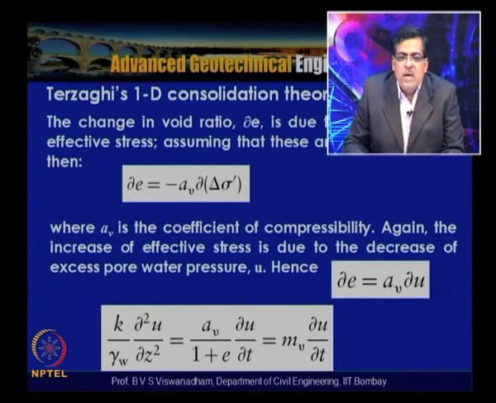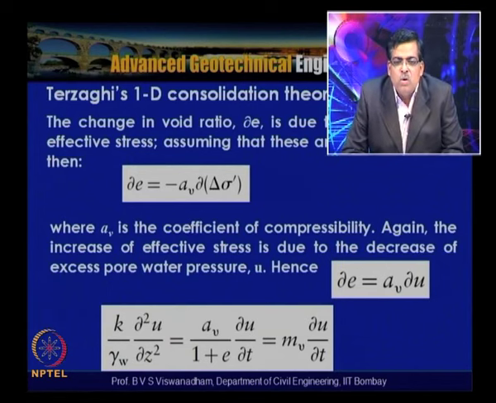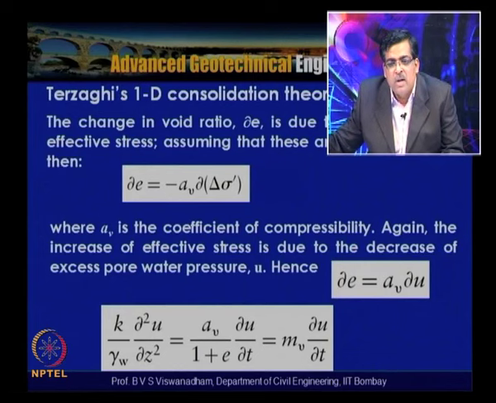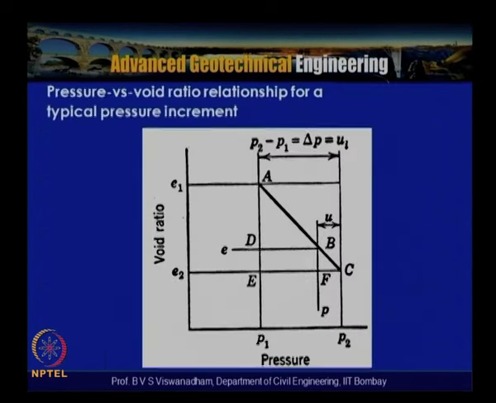So k by gamma w into ∂²u/∂z² is equal to av by 1 plus e into ∂u/∂t, which is nothing but mv times ∂u/∂t. In this figure, the pressure void ratio relationship is explained here. Suppose P1 is nothing but sigma naught dash in our case, and if delta sigma is added, then sigma 1 is nothing but sigma naught dash plus delta sigma, and this is the end of the process of consolidation.